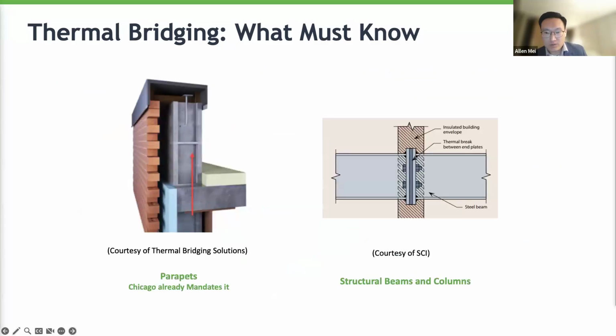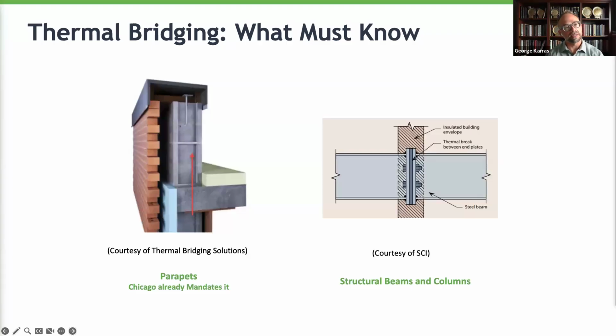If you want to move to the next one, parapets, very common, right? Very common thermal bridging condition there. If you don't have continuous insulation, or if you don't have a thermal break, that little parapet becomes the heat path, basically finding a pathway to get lost. The next one is beams and columns.